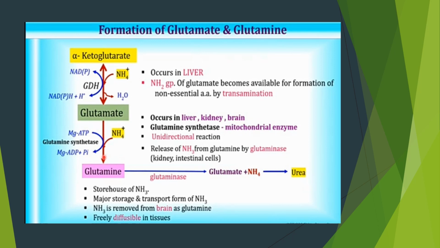It cannot be reversed. This glutamine formed from the combination of glutamate and ammonium ion is then sent towards the liver. In the liver and intestinal cells, the glutaminase enzyme acts on glutamine and forms glutamate and free ammonia. Then this ammonia is incorporated into urea via the urea cycle. This glutamine acts as a storehouse of ammonia. It is the major transport and storage form of ammonia. Ammonia is also removed from the brain as glutamine. The glutamine can freely diffuse from cells.